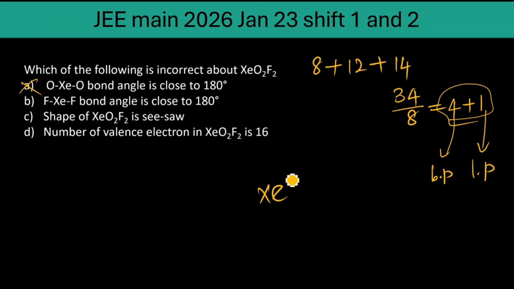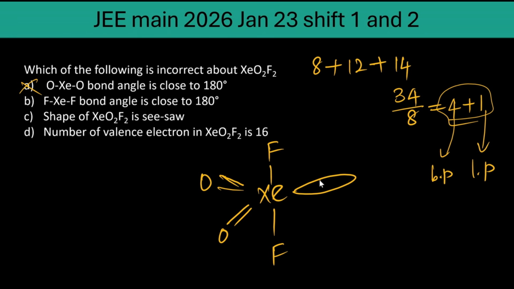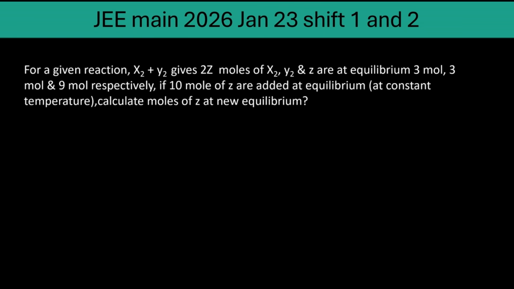It will look like Xe with fluorine on the axial and double bond O with the lone pair on it. Right. So the F-Xe-F bond angle is close to 180. Yes, that is true. The shape of XeO2F2 is seesaw. The number of valence electrons in XeO2F2 is 16? We have a valence electron count of 34, not 16. So which is an incorrect statement. B and C are only right.